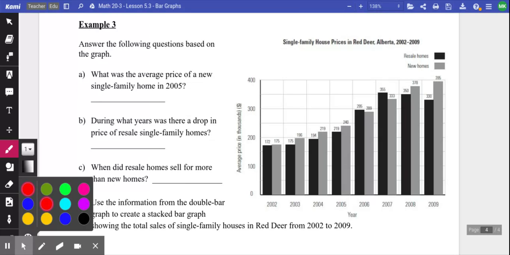First question says, what was the average price of a new single-family home in 2005? So we go to 2005, and we want to do single-family homes, and we want new homes. New is gray. So in 2005, the new homes were $240,000. So it'd be $240,000.